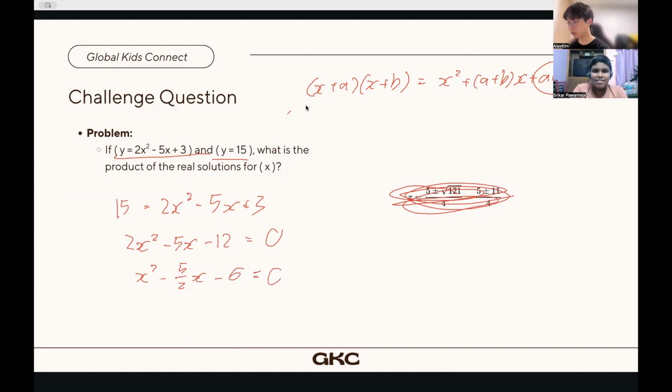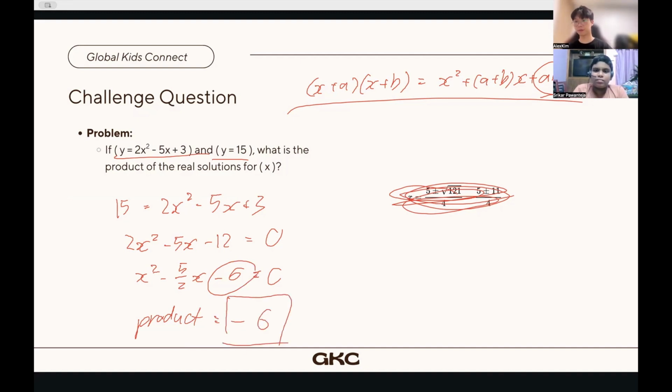And so if you take a look back at our characteristics of quadratic equations, the product of the solutions is just the constant part when the coefficient of x squared is 1. And so we have the same situation. The coefficient of x squared is 1. And so our product of the solutions will equal this constant, or negative 6. And so our final answer will be negative 6.